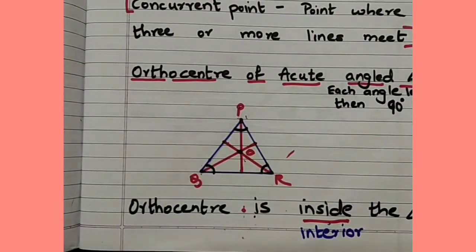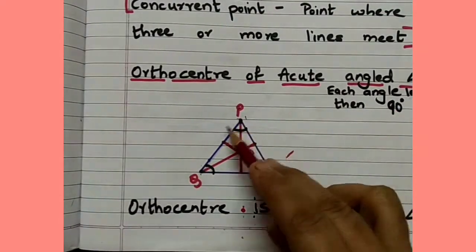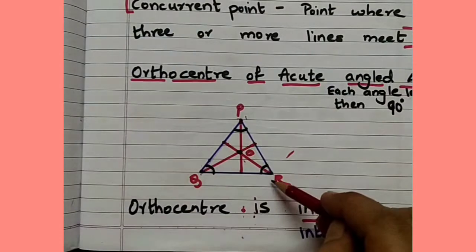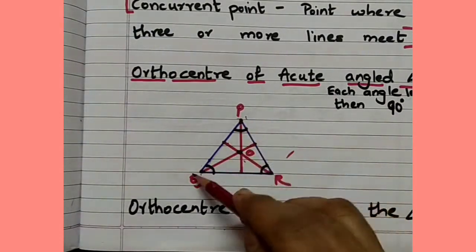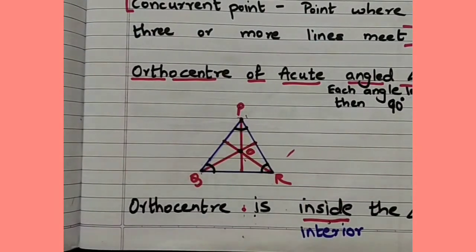Now what is the acute angle triangle? Where each angle of the triangle should be less than 90. Here you can see there are 3 angles, P, Q, R. All the 3 angles, they are less than 90. This is also less than 90, these 3. So when 3 angles are less than 90, it is known as the acute angle triangle.